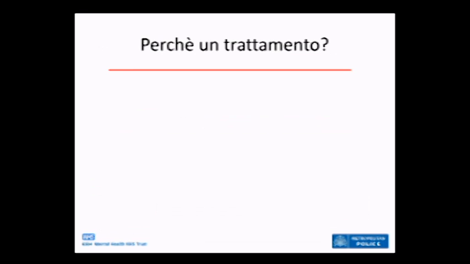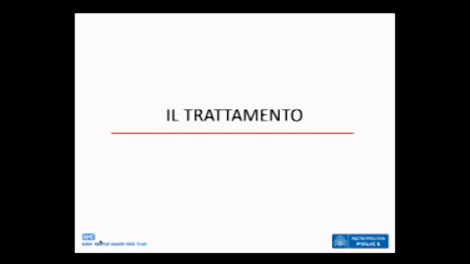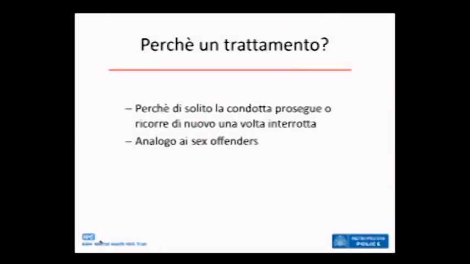The last thing I'm going to talk about is treatment. Now, this might seem to be not of immediate relevance to disciplines other than medicine, but it is. You need to treat stalking cases because if you do not, then the behavior will continue or it will recur. And this is analogous to sex offending. In the United Kingdom, if you're convicted of a sex offense, treatment is mandatory, usually in prison, and then after being released into the community. And the reason for that is that the likelihood of recidivism is high unless such treatment is instituted.